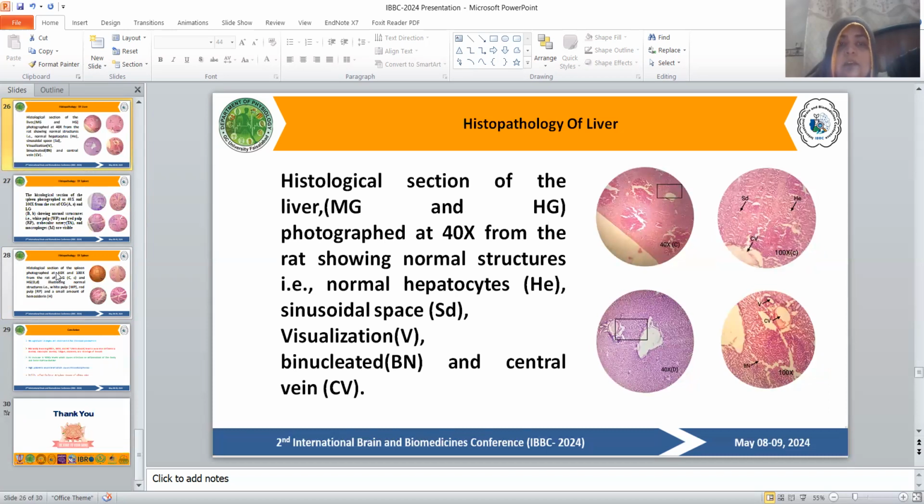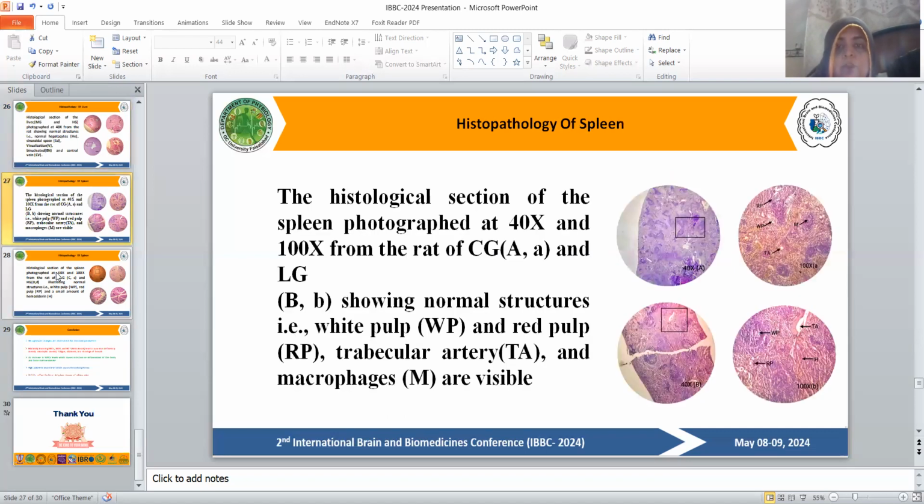In this slide, the histological section of liver of the medium dose group and high dose group, photographed at 40x from the rat, showing normal structures, that is normal hepatocytes, sinusoidal spaces, vacuolization, while some of the nuclei became binucleated and central vein disturbances are observed in the high dose group.